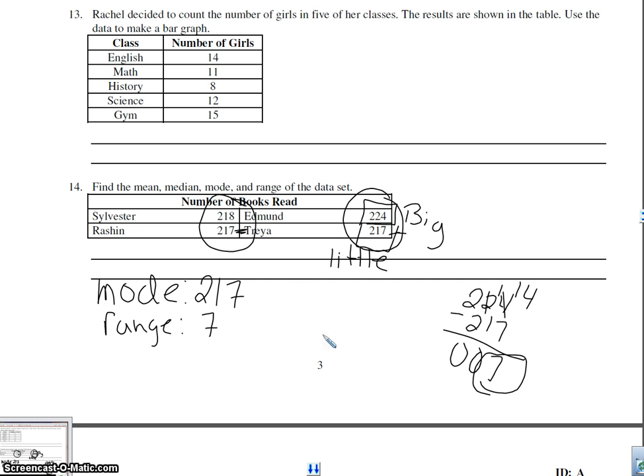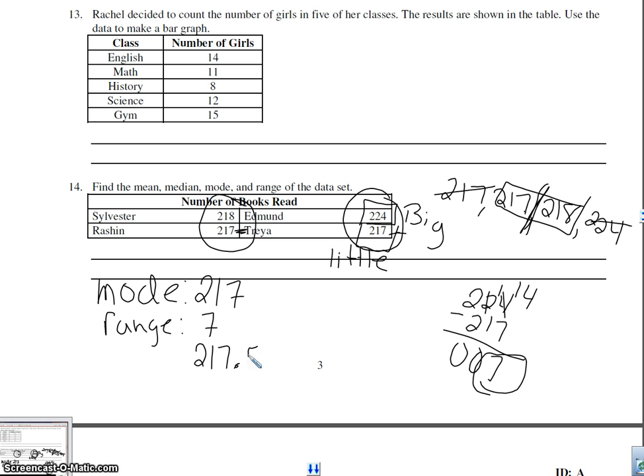And then my median would be my middle number. So I'm going to put them in order: 217, 217, 218, and 224. Now there are only four numbers, so when I cross them off to find the middle, I have 2 left over. So I have to add these up and find the mean of them, the average. 217 and 218, there are no numbers in between, so the average is going to be 217 and a half, because halfway in between them would be the actual middle. So I know my answer is 217.5.